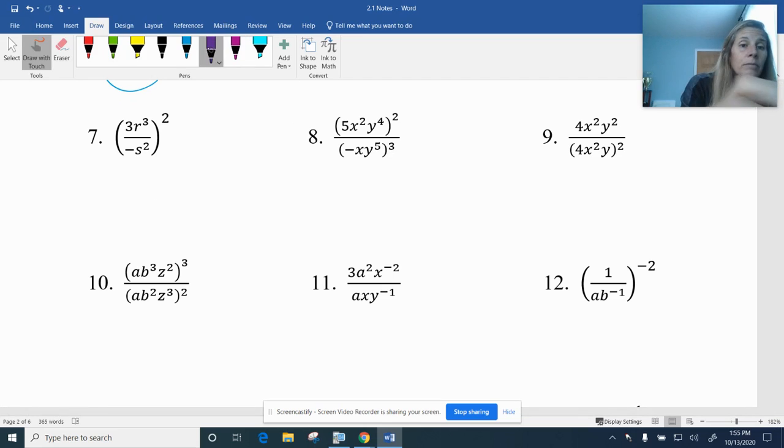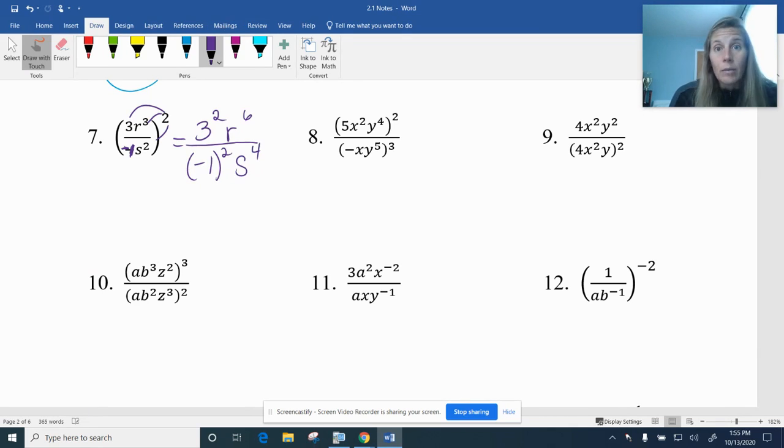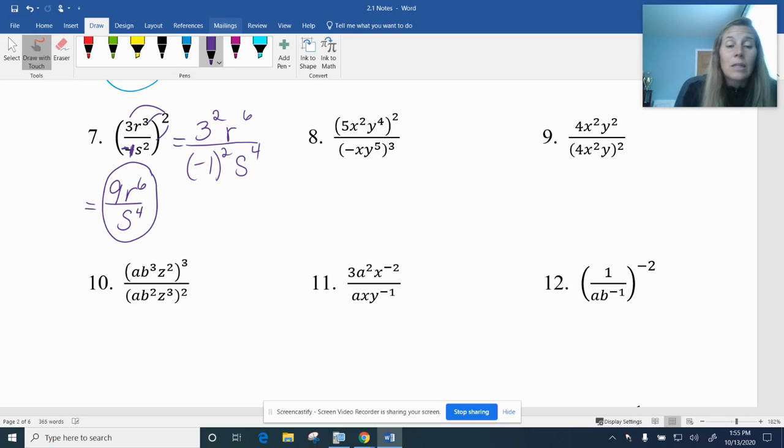Okay, number 7, I'm going to distribute or get rid of that 2 first. Now, when you have a negative here, this is really like a negative 1. So I would advise you to just make it a negative 1 and put it in parentheses. So this then becomes 3 squared r to the 6 on the top, negative 1 squared s to the 4th on the bottom. Now, lucky for us, negative 1 squared is just going to be a 1, so it's not going to matter, right? 3 squared is 9. And so then that's our final answer. But sometimes it doesn't end up canceling out, and you do have a negative left in your answer, so you have to be careful.